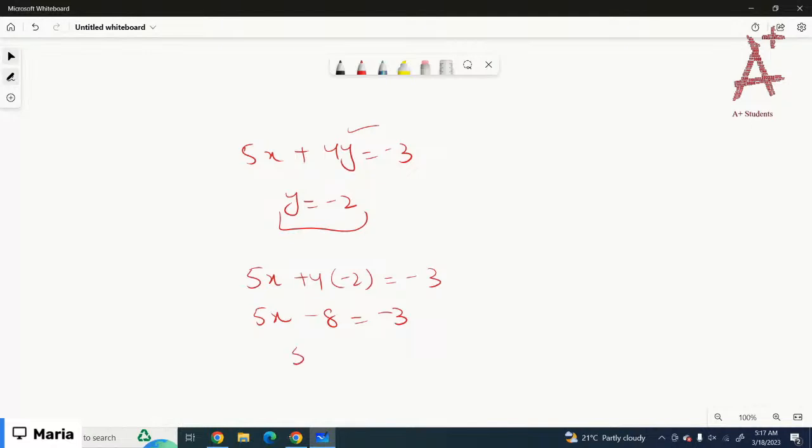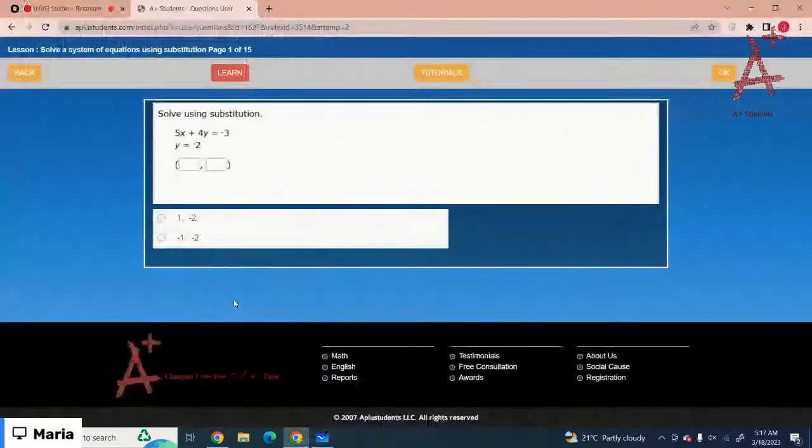Move negative 8 to the other side. It would be 5x equals negative 3 plus 8, and 8 minus 3 is 5. Divide both sides by 5. So it is x equals 1. Got it? So the solution is x equals 1 and y equals negative 2. Got it?